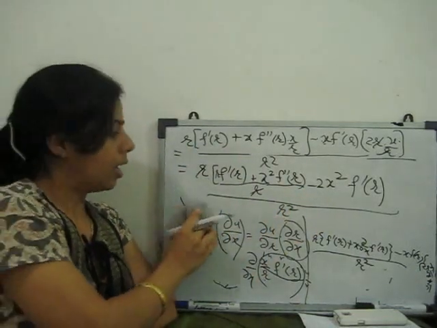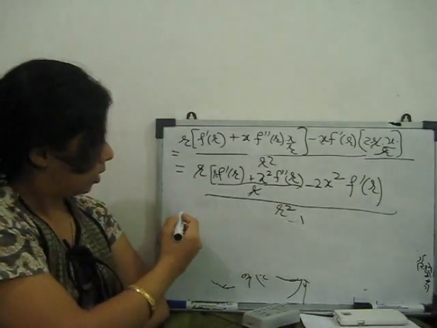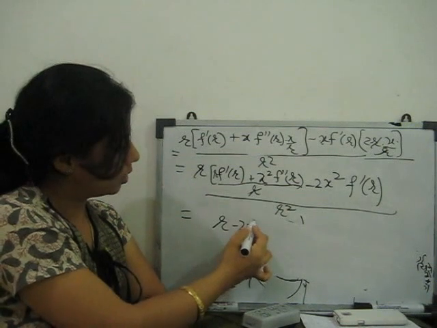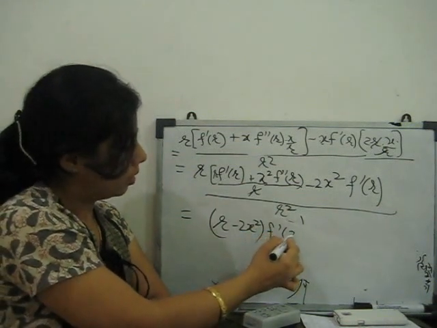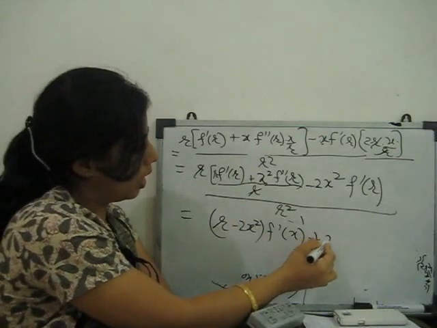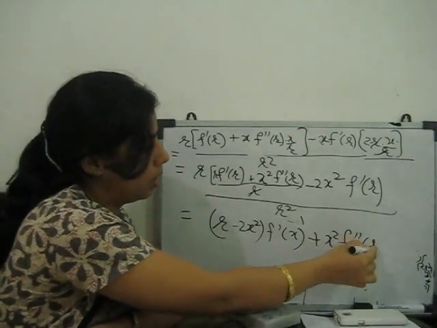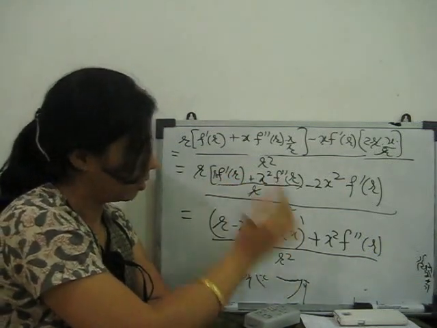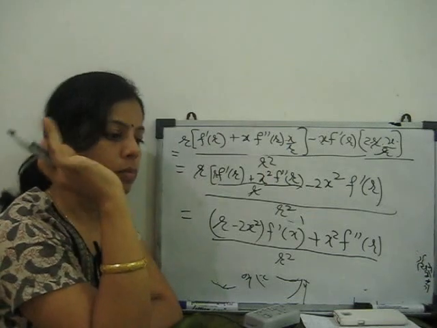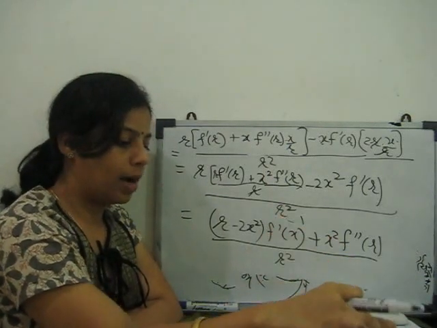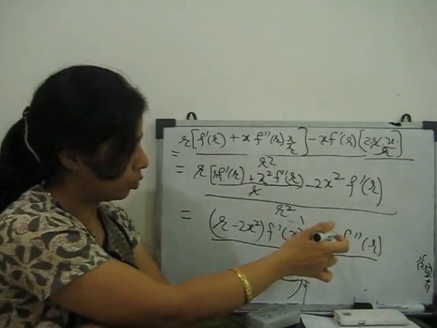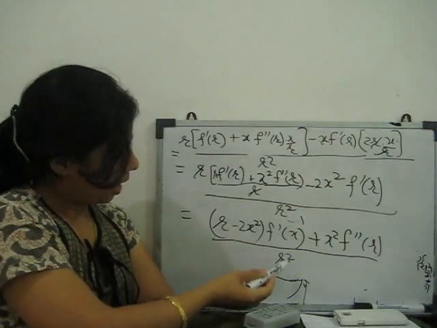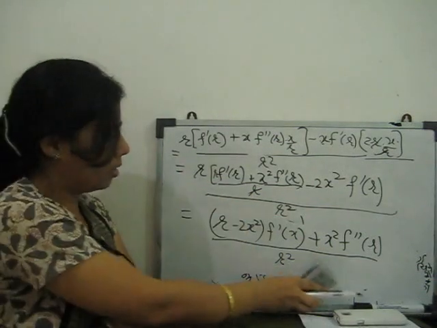Again we collect the terms of f dash r. So this gives r minus 2x square of f dash r, plus x square f double dash r, upon r square. Clear? Now our del two u by del x square is f double dash r x square by r square, and this is f dash r by r, and this is x square. Again we rewrite one more x square.